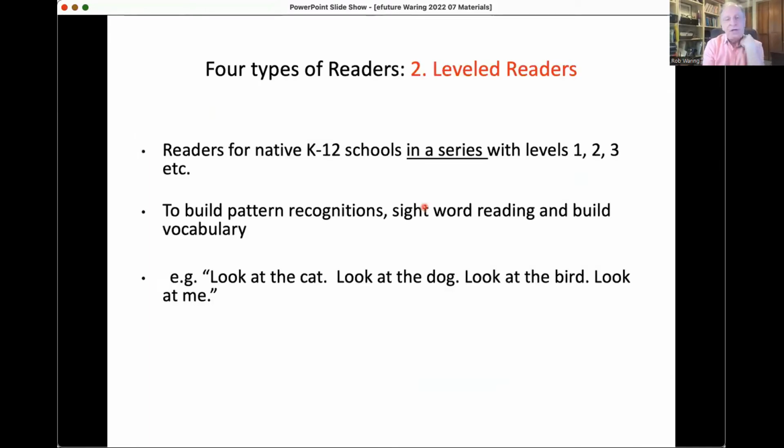The next type of reader are what we call level readers. And these type of readers are for native, often K-12 schools in the US or wherever. And they're built in a series, 1, 2, 3, 4. And these books are designed to build pattern recognition and sight word and build vocabulary. So this is not really about phonics and not really about sound so much. It's more about patterns. So here you may have a sentence like, look at the cat, look at the dog, look at the bird, look at me. So again, you can see repeated patterns trying to strengthen that, yeah?